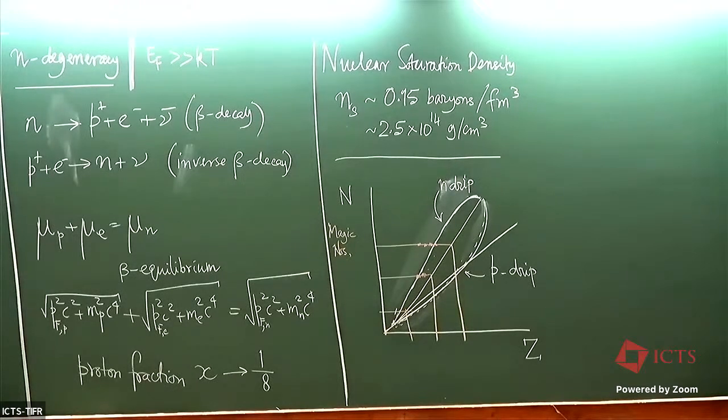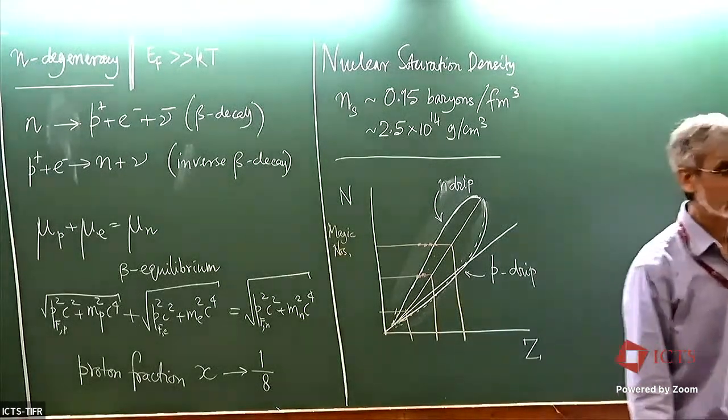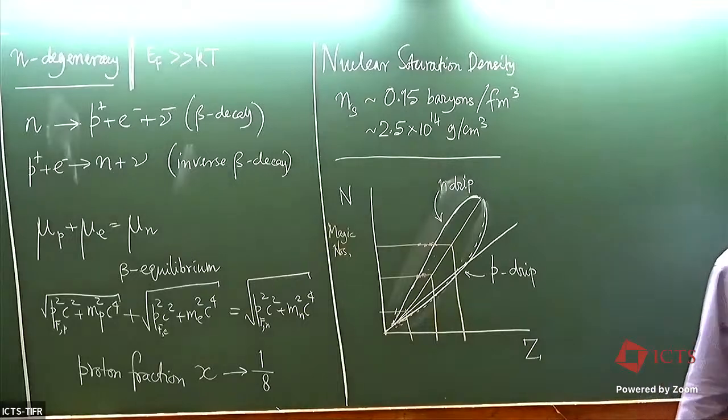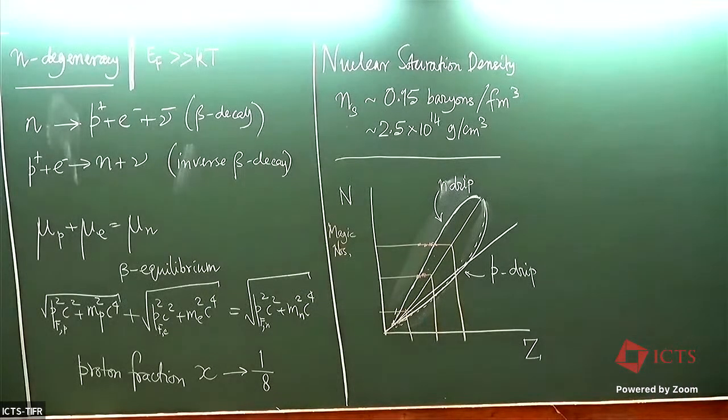So as you look at the run of density from the surface of this neutron star to the interior, at some point you will find that the neutrons that exist cannot be completely confined within nuclei. So you then have a coexistence of nuclei like this and free neutrons. So that's called the neutron drip point.